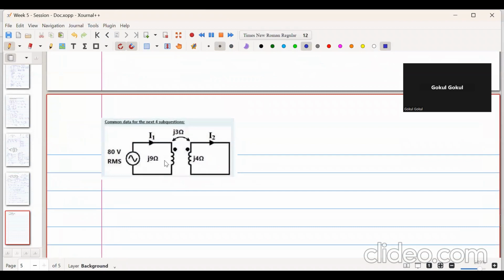So there's inductance of j9, inductance of j4, and the mutual inductance is j3. Alright, so we want to find the coefficient of coupling. Do you know the formula for the coefficient of coupling? K equal to M upon square root of L1 into L2. So what is the value? Can you calculate and tell me?